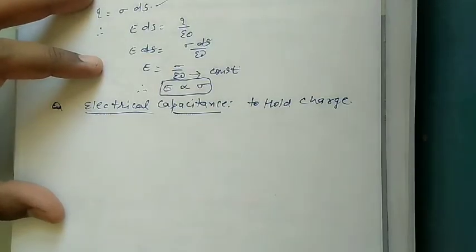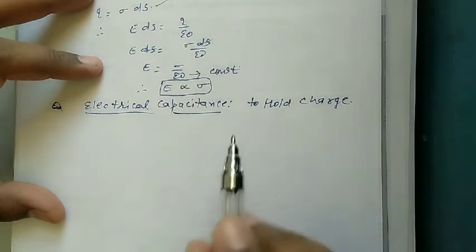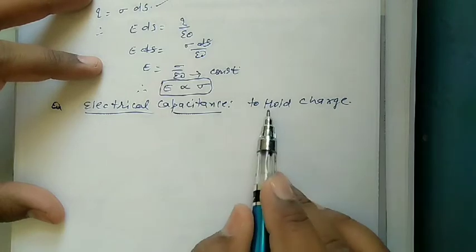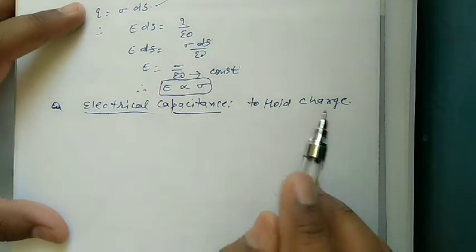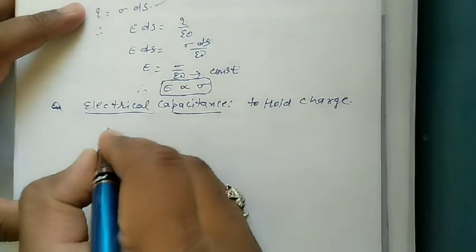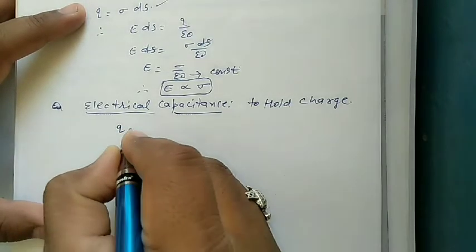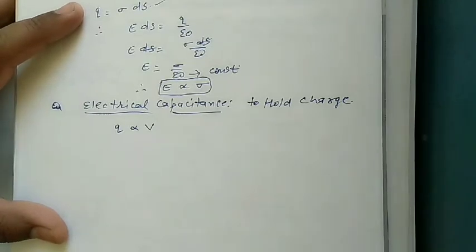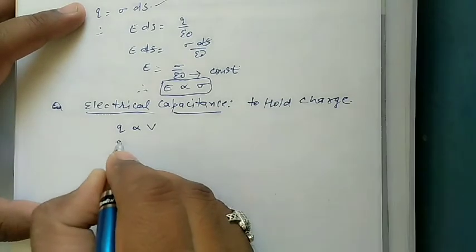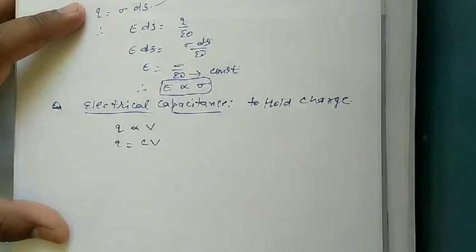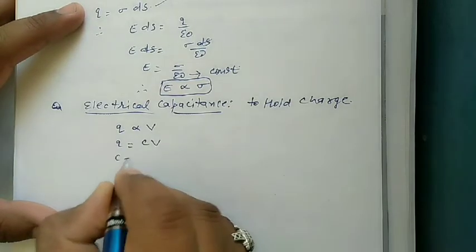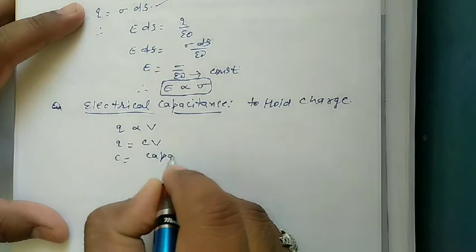Now next topic is electrical capacitance. The definition of electrical capacitance is the capacity to hold the charge by any conductor. Now we know charge is directly proportional to the potential difference. The flow of charge depends upon the potential difference. Now Q is equal to C into V, where C is called constant of proportionality and C is known as capacitance.